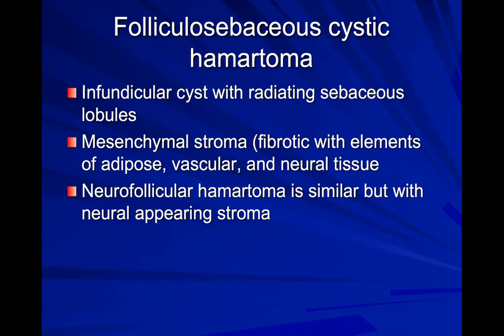So folliculosebaceous cystic hamartoma is actually a descriptive name for this type of hamartoma, and certainly these can be arranged in different ways and they don't always fit into a category. So as long as you can identify you're looking at a hamartoma, that's really all you need to be able to do. You have a central cyst here with radiating sebaceous lobules, and then the stroma around it is overdeveloped, and you have different elements that you have in your skin, such as adipose tissue, vessels, neural tissue sometimes. If it looks very spindly and wavy, then sometimes they're called a neurofollicular hamartoma.